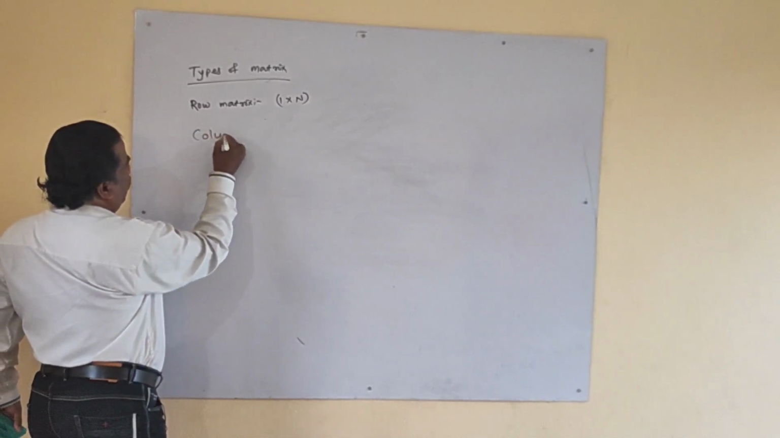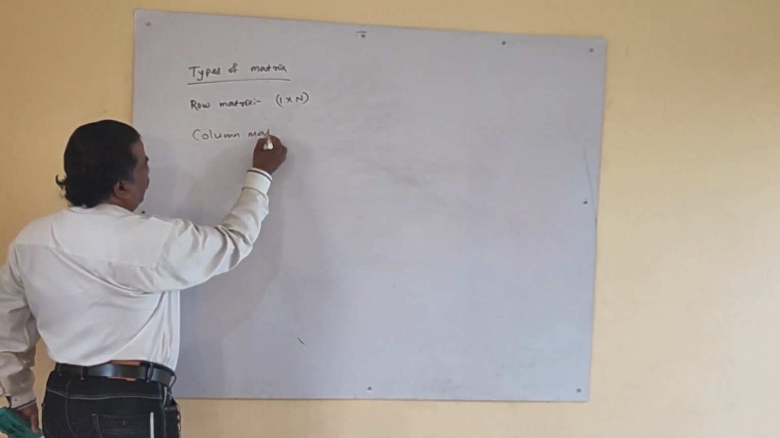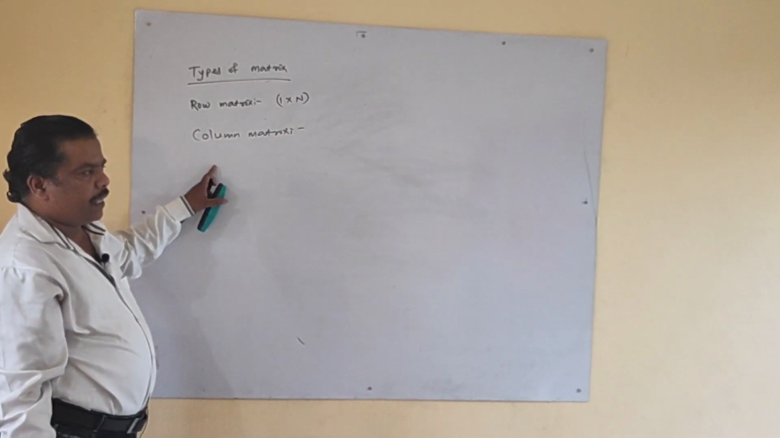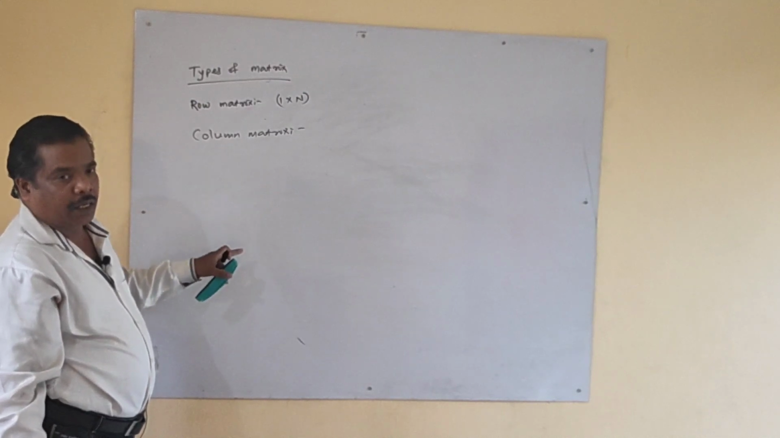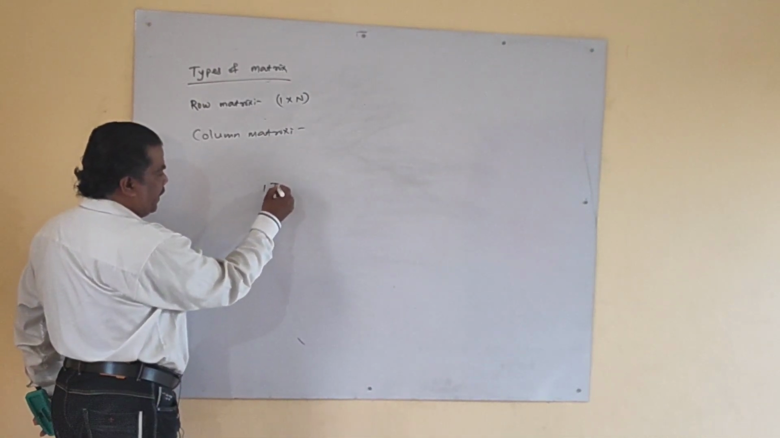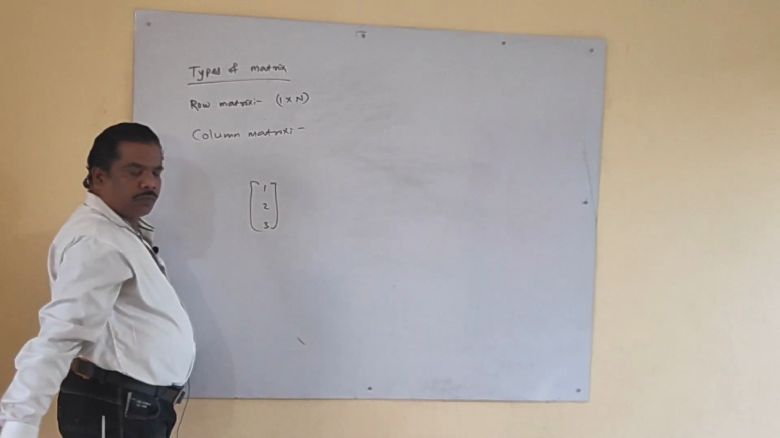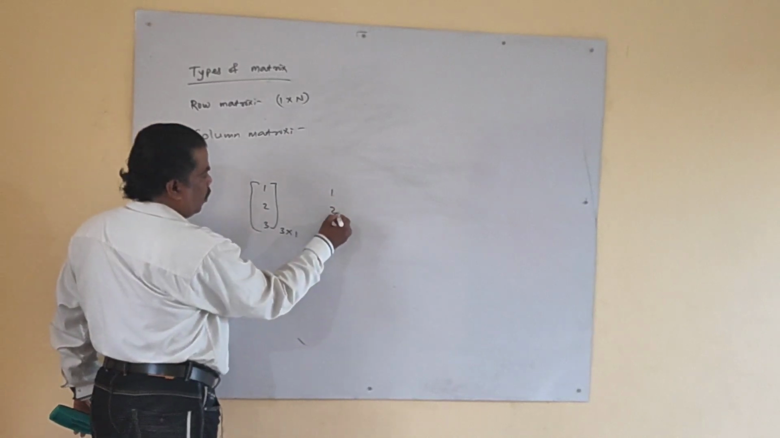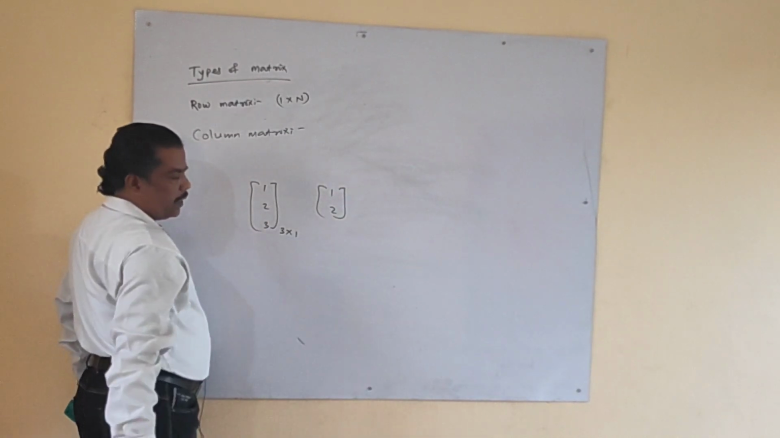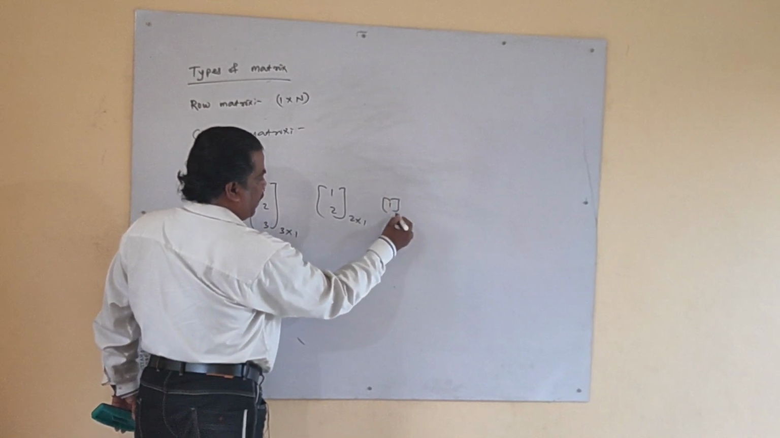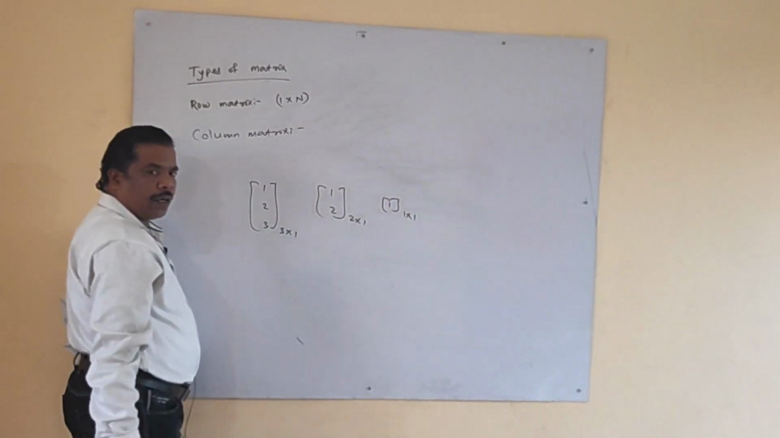Column matrix. A matrix is called a column matrix if it contains only one column. Now, 1, 2, 3 is a column matrix. It has 3 rows, 1 column. 1, 2 is a column matrix, 2 rows, 1 column. 1 is a column matrix, 1 row and 1 column.